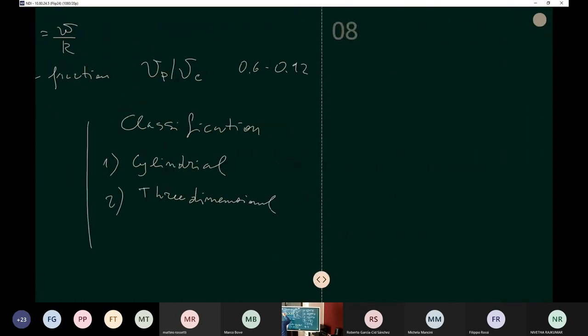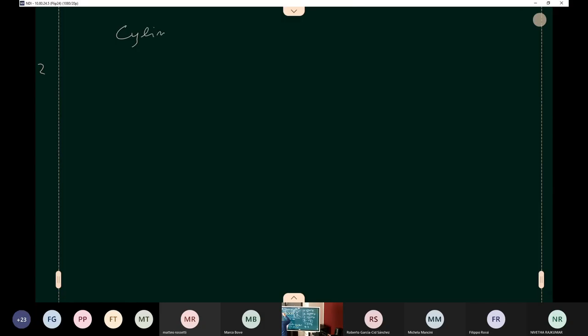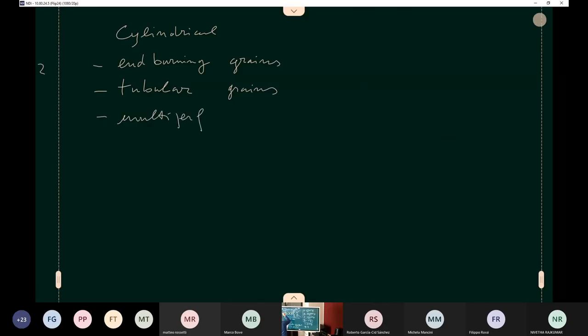The most common one is that of cylindrical grain. And among cylindrical ones, we can consider the end-burning grains, tubular grains, and the multi-perforated or more complex geometries. So let's start with the end-burning grain, which is the simplest one.